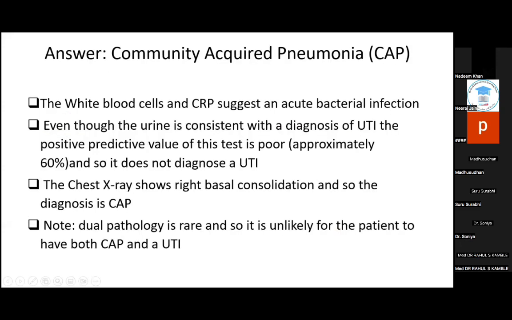community acquired pneumonia. WBC and CRP suggested acute bacterial infection. Even though the urine is consistent with a diagnosis of UTI, the positive predictive value of this dipstick is very low. It doesn't diagnose a UTI. It's approximately 60%. The chest X-ray showed consolidation, hence the diagnosis of community acquired pneumonia. Dual pathology is very rare, so it is unlikely for the patient to have both community acquired pneumonia and UTI. Hence the diagnosis of community acquired pneumonia.